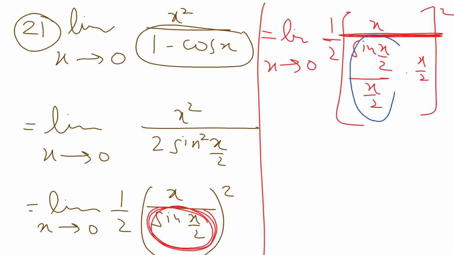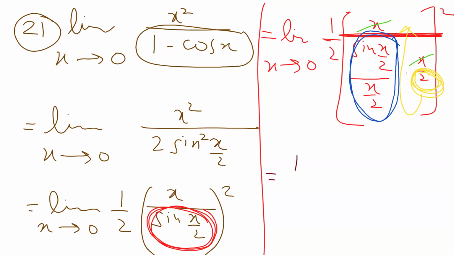Now what about this? Anyone? What about this? 1. Correct. At the same time, this x and this x are getting cancelled. What will happen to this 2? It'll go up and then it'll get squared. Correct. Good. Very good. Perfect. So 2 will go up in the numerator.